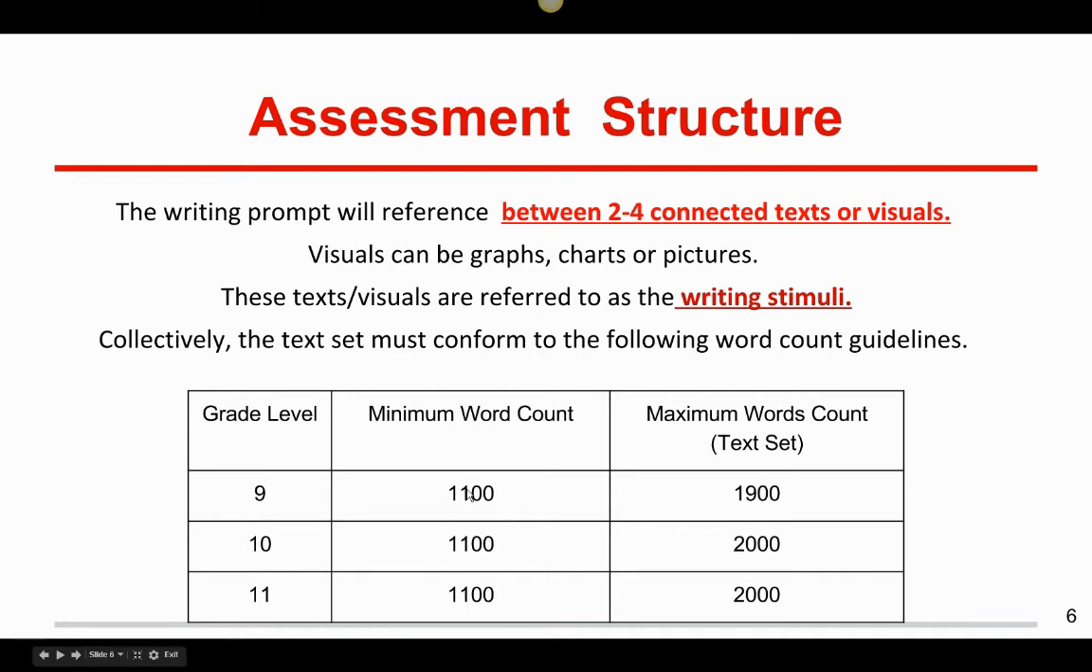The word count for 9th, 10th, and 11th grade, the minimum word count is 1,100 words. And to give you some perspective, that's about 3 to 3¼ typed pages double-spaced. Maximum word count for 9th grade is 1,900, and for 10th and 11th is 2,000 words. So, of course, that's about 6 pages double-spaced, which is a lot of reading to digest before students start writing to the prompt.